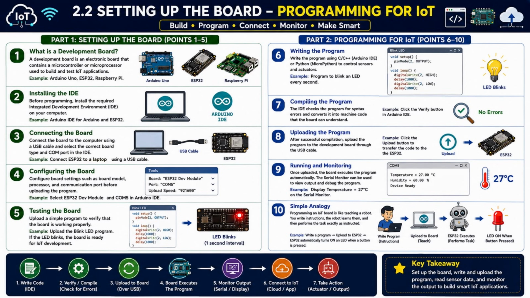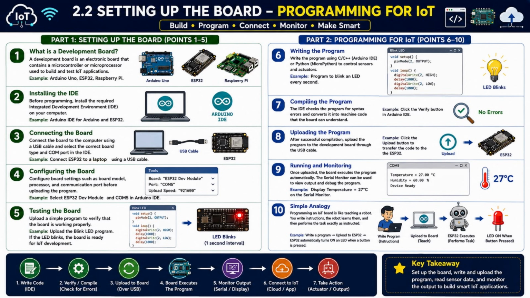For that, the programming procedure we have to follow is as follows. Writing the program. Write the program using C++ language or Python to control sensors and actuators. These are the IoT devices. Example, a blinking program to blink an LED every second, or if you want, once every 2 seconds, if we divide with blinks, it's well and good.